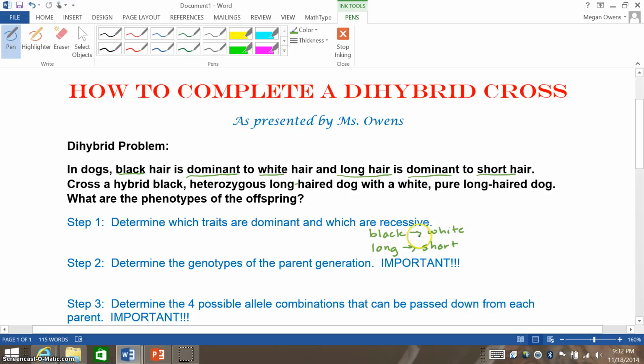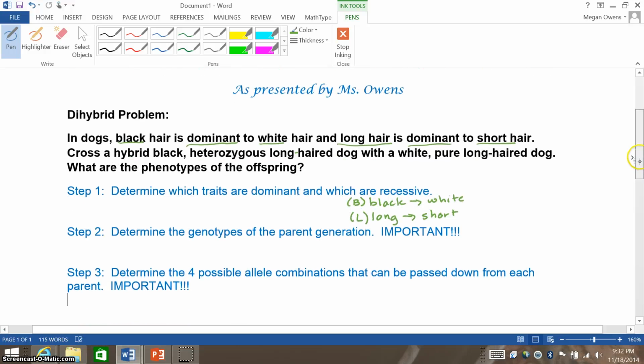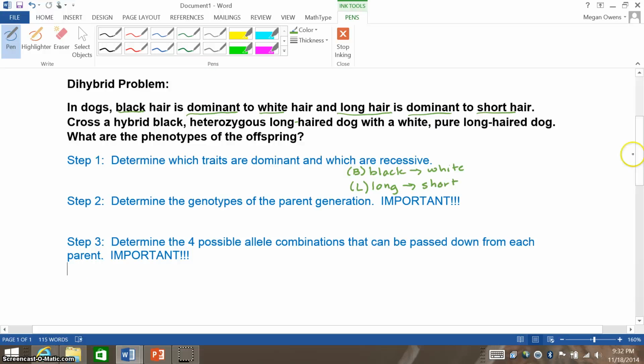I then need to consider what alleles I'm going to use. Since black is dominant, I'm going to use the letter B for hair color. And since long hair is dominant to short hair, I'm going to use the letter L to represent long hair. The next thing I need to do is determine the genotypes of the parents. This is a very, very important step, and you need to double and triple check that you do it correctly.